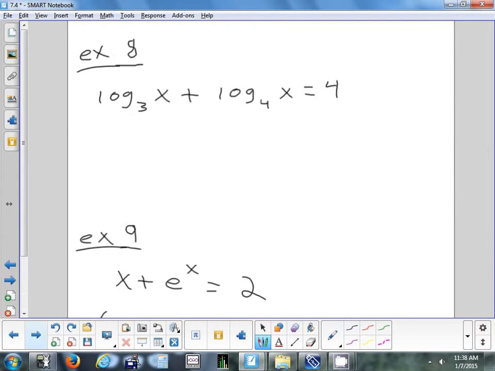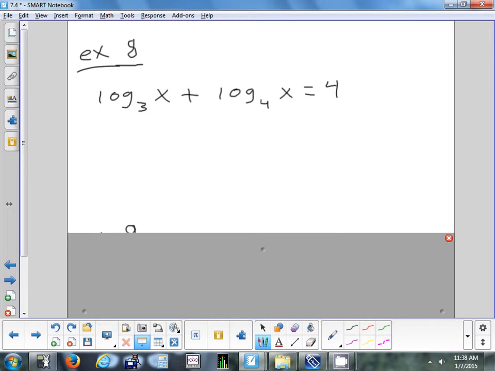All right, so the rest we'll finish up with aren't as bad as that one. Okay, this one. What do you notice that's different about this one?